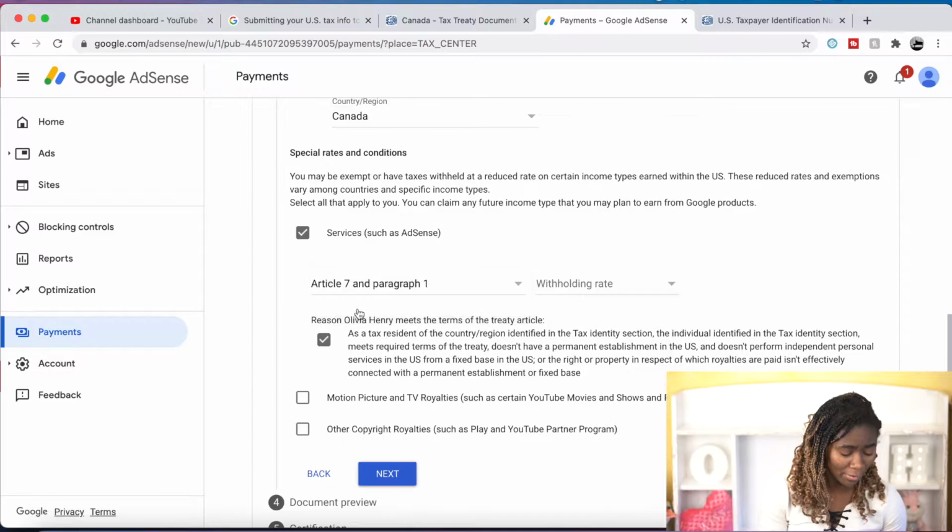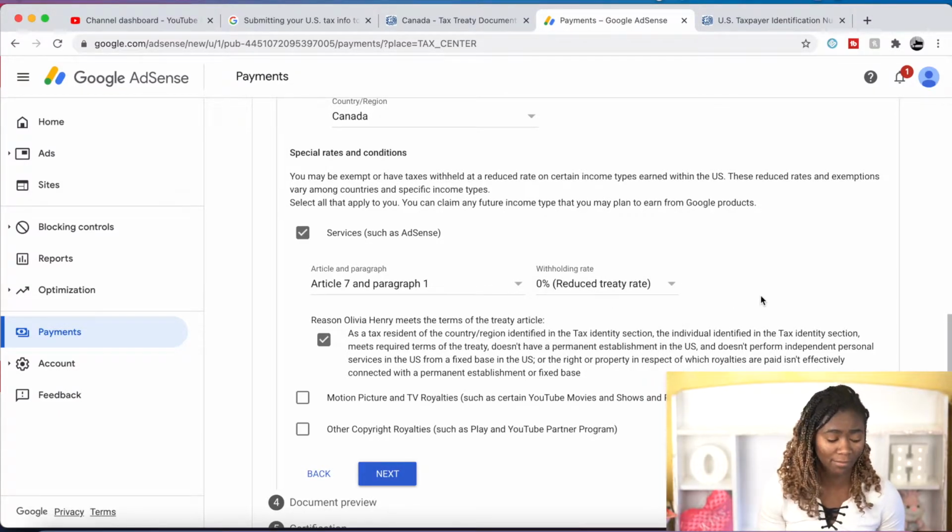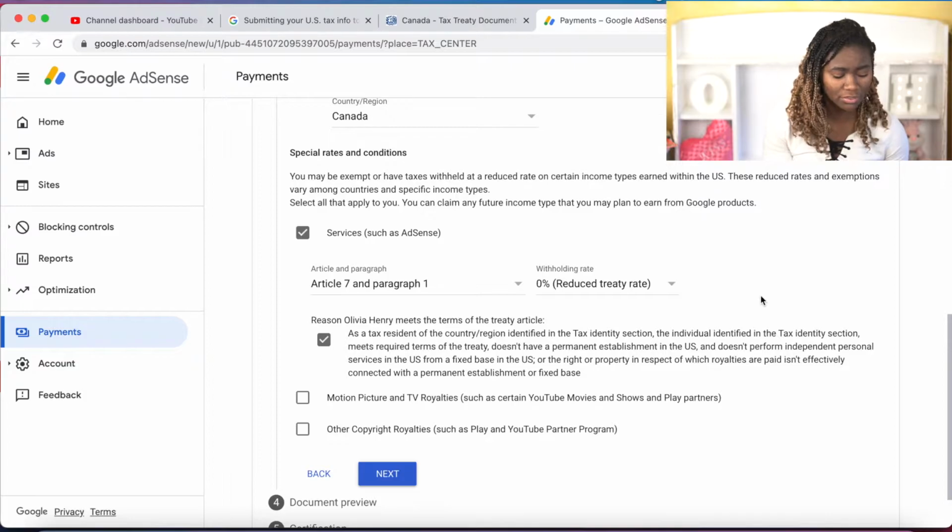Article 7 in paragraph 1, withholding rate. I'm going to go with reduced treaty rate, which would be 0%. Motion picture and TV royalties such as certain YouTube movies and shows and Play partners. I'm not currently involved in any of that, and I don't know if I ever will be, so I'm going to leave that unchecked. Other copyright royalties such as Play and YouTube Partner Program. I am in the YouTube Partner Program.